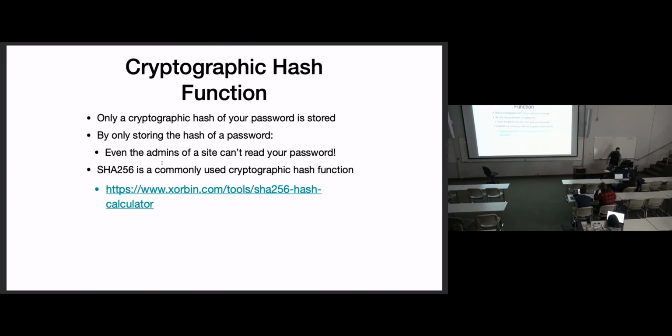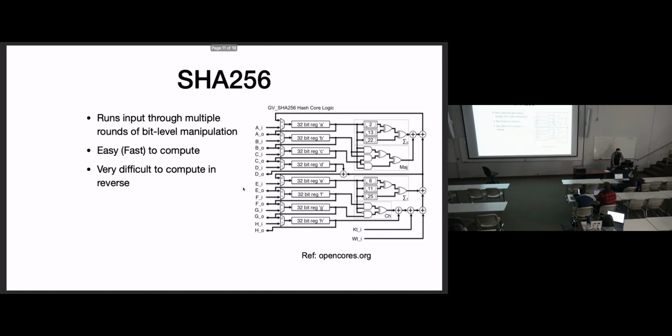So if we hash, we do get that property. You can't go backwards. So even those admins can't see your password. Can't go backwards on these hash functions.